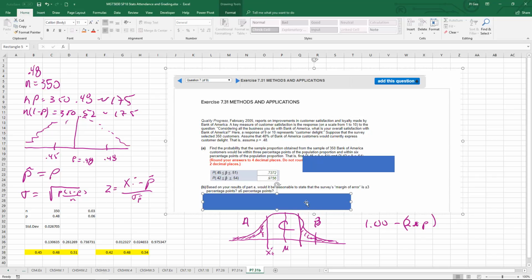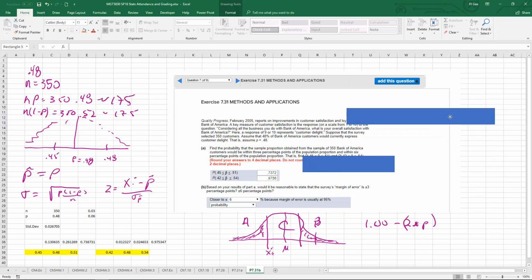So if we take a look at what they're talking about, let's see what they come up to. So they're saying you want to be closer to plus or minus 6 percentage points around the mean to capture enough that you have this low margin of error.